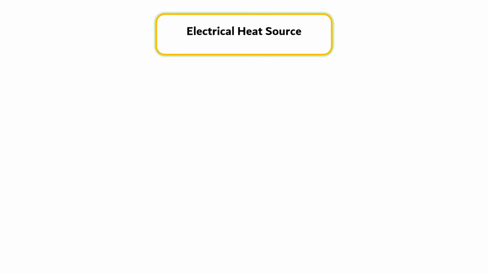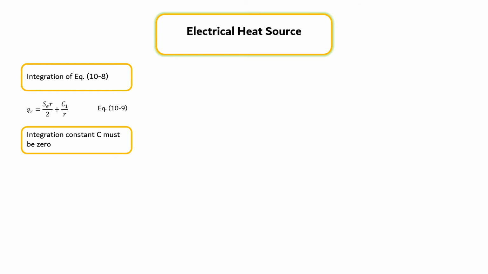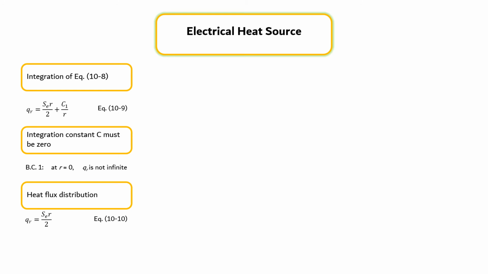Equation 10.8 is the first order differential equation for the energy flux, and it may be integrated to give equation 10.9. The integration constant C must be 0 because of the boundary condition that at R equals 0, qr is not infinite. Hence, the final expression for the heat flux distribution can be expressed by equation 10.10. This states that the heat flux increases linearly with R.